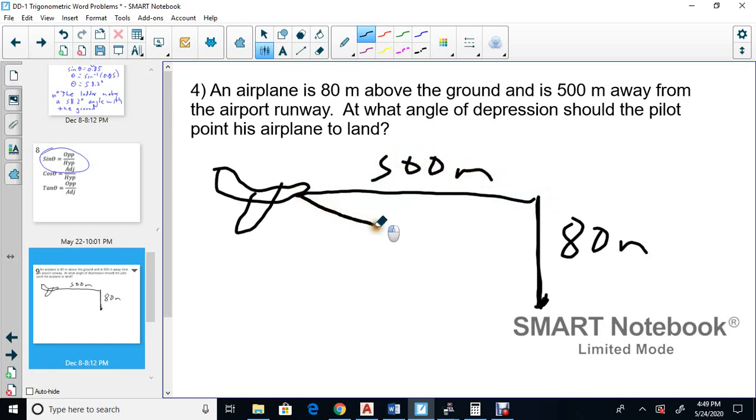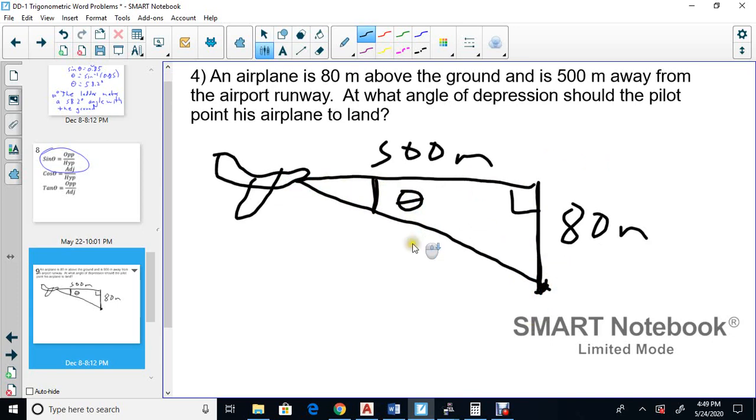And he's got to point his airplane at this angle here, the angle of depression, theta. So here's my triangle, and right here is my right angle. There's 500 meters away from the runway, 800 meters high, and my angle's downwards, the angle of depression. He wants to know what angle he should point the plane so he lands on that runway over there.